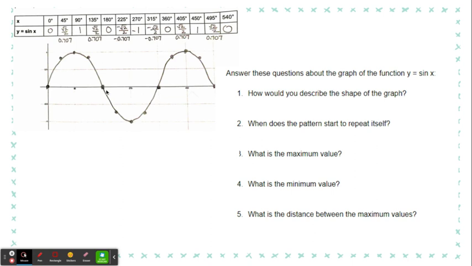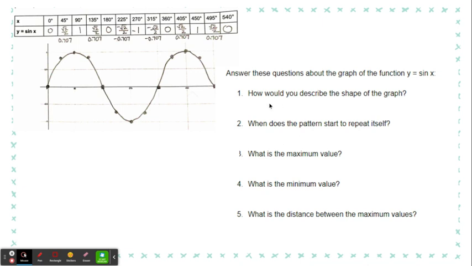Goes up, bump, and then down bump. And then once you hit 360, you kind of start that cycle again. So you go up bump, and I ran out of room, but next one would have been a down bump. Okay? It says, now let's answer these questions about the graph of the function y equals sine of x.